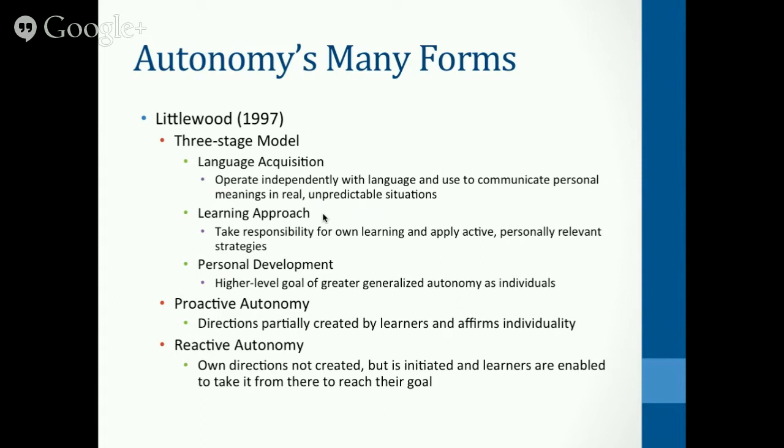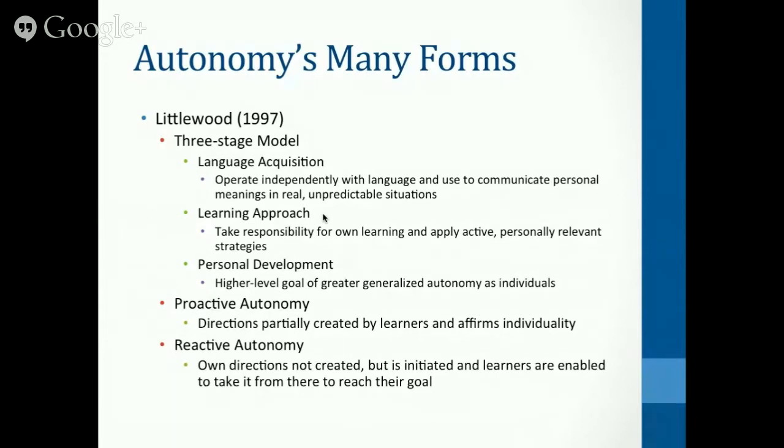It's a higher level goal in developing autonomy, a higher level goal of greater generalized autonomy as individuals. So basically, you take yourself as an individual where you are currently, and then you have this goal of becoming an even more autonomous individual, so you can take greater control of your learning as you go forward. Okay, and this comes in two different forms: proactive autonomy and reactive autonomy.